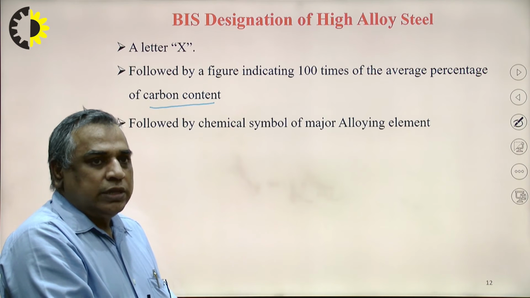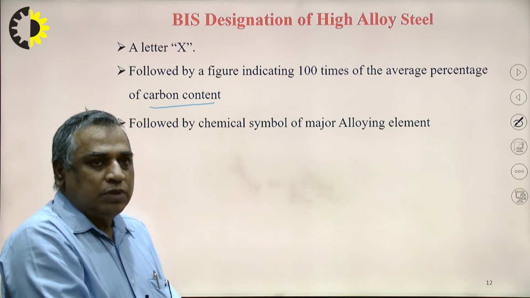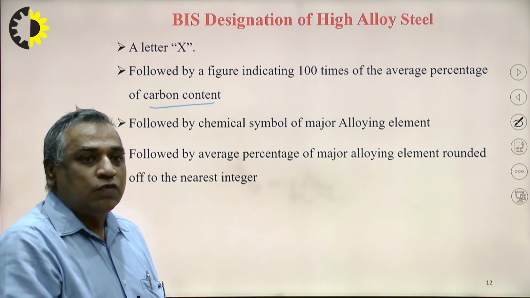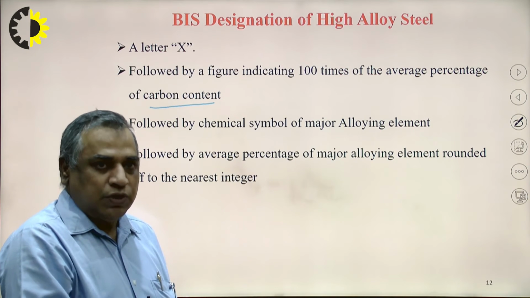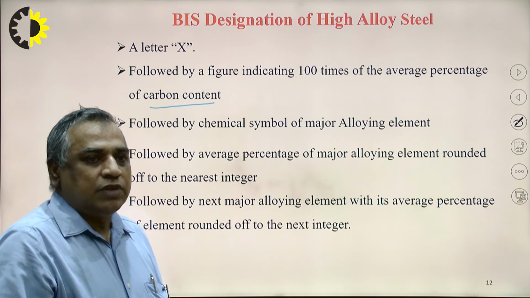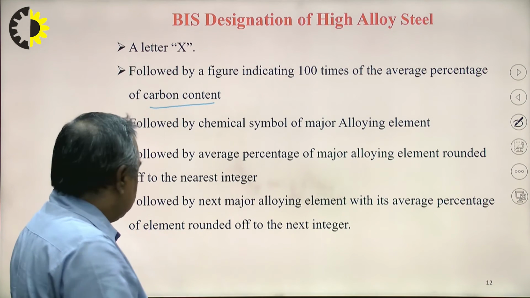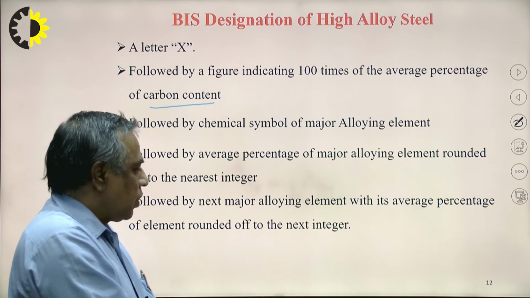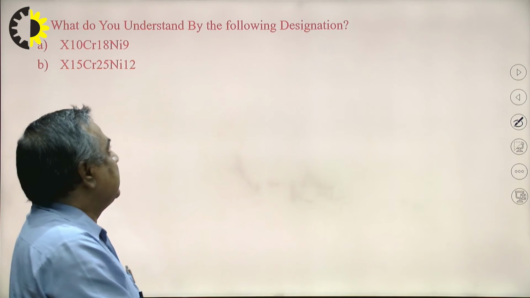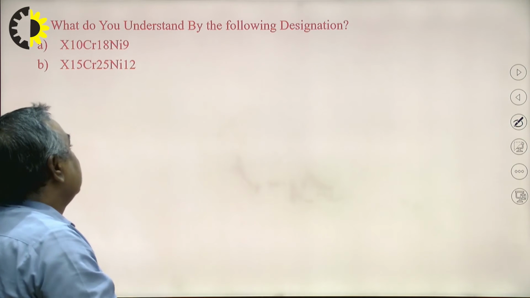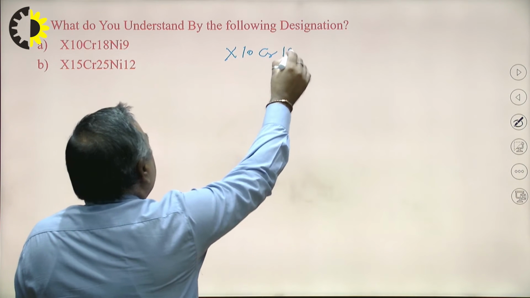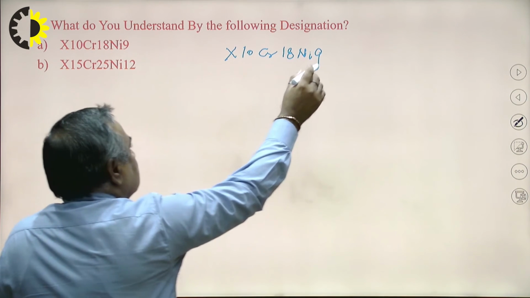Then followed by the chemical symbol of the major alloying element, as we have done in low alloy steel. Then followed by the average percentage of the major alloying element rounded off to the nearest integer. There is no multiplying factor we are using in case of high alloy steel. Then followed by the next major alloying element with its average percentage rounded off to the nearest integer. An example we can take is the BIS designation X10, Cr18, Ni9.